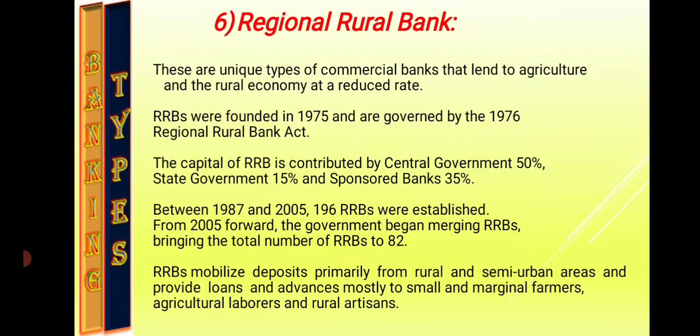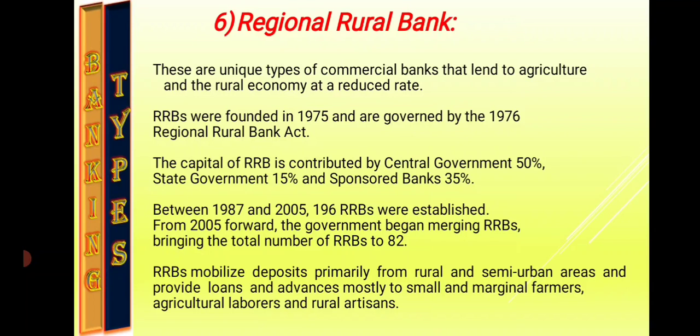Now see the next bank, that is the Regional Rural Bank, popularly known as RRB. These are a unique type of commercial bank that lends to agriculture and the rural economy at a reduced rate, that means a reduced rate of interest. RRBs were founded in 1975, don't forget that year, and are governed by the 1976 Regional Rural Bank Act, right? The capital of RRB is contributed by the central government 50%, the state government 15%, and sponsored banks 35%.